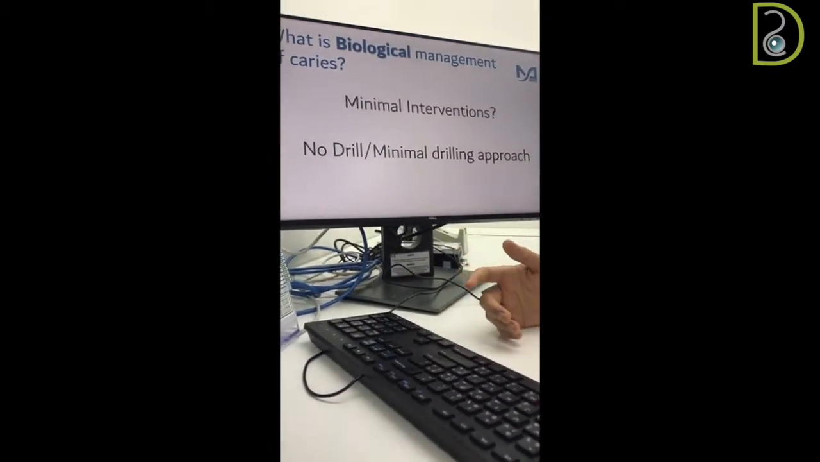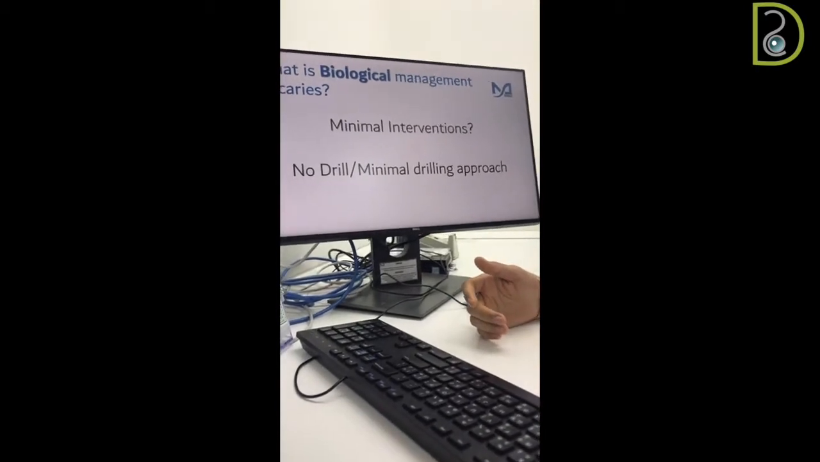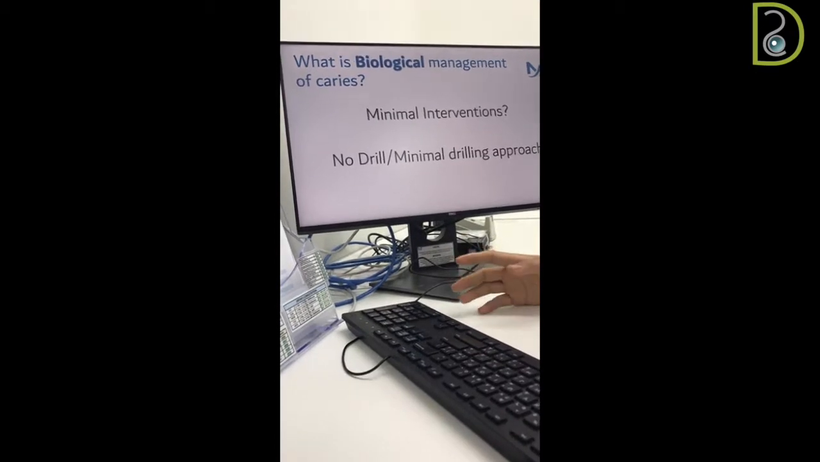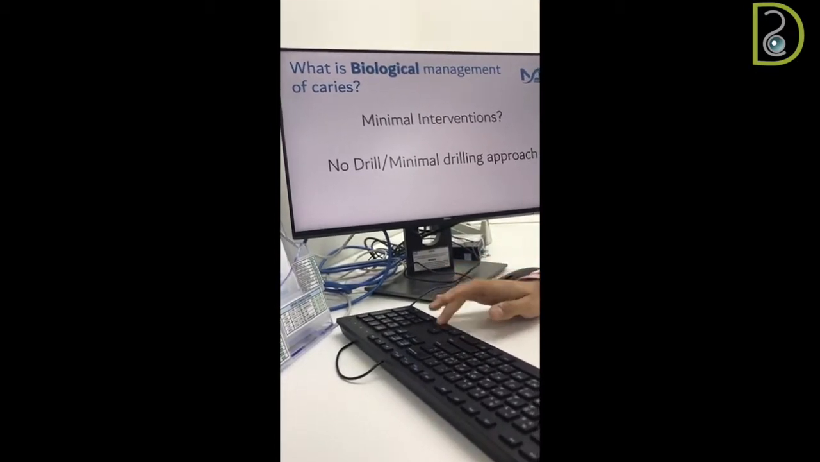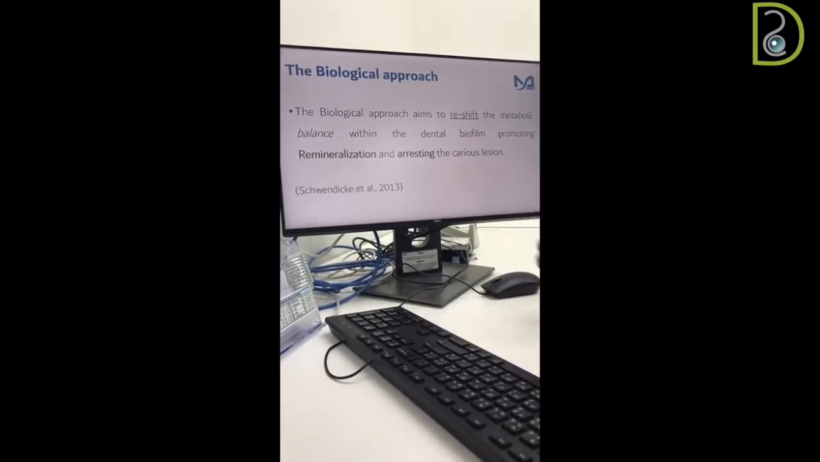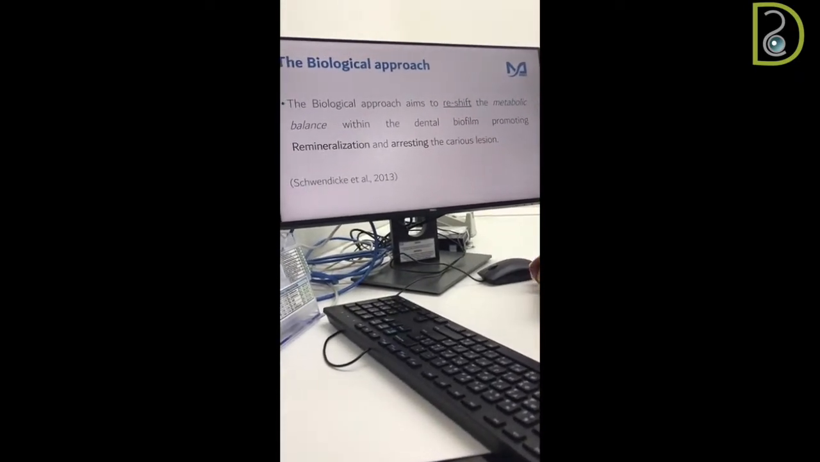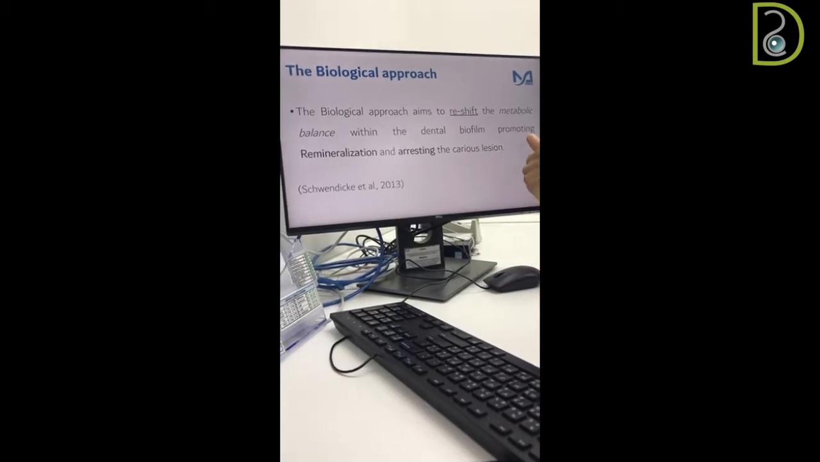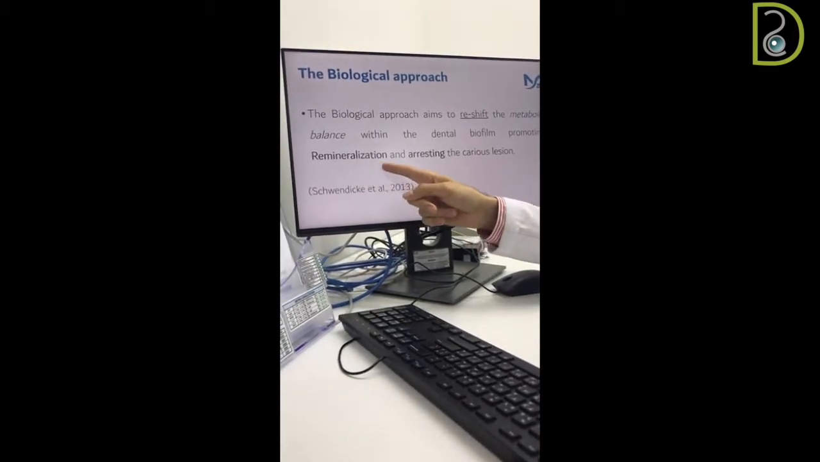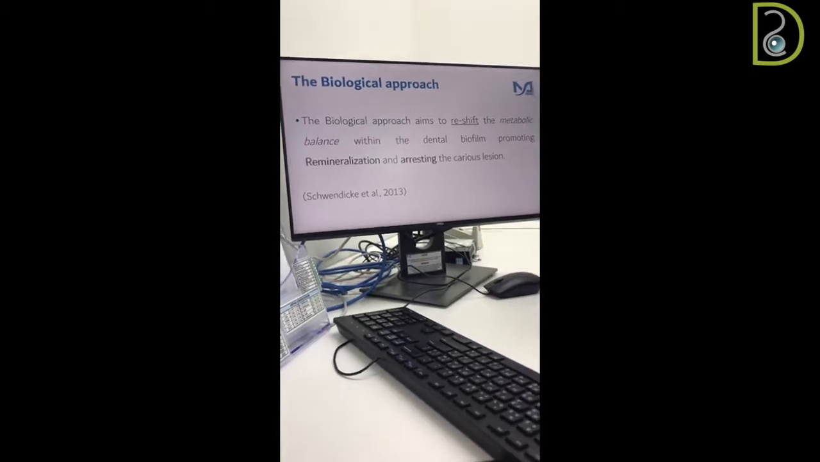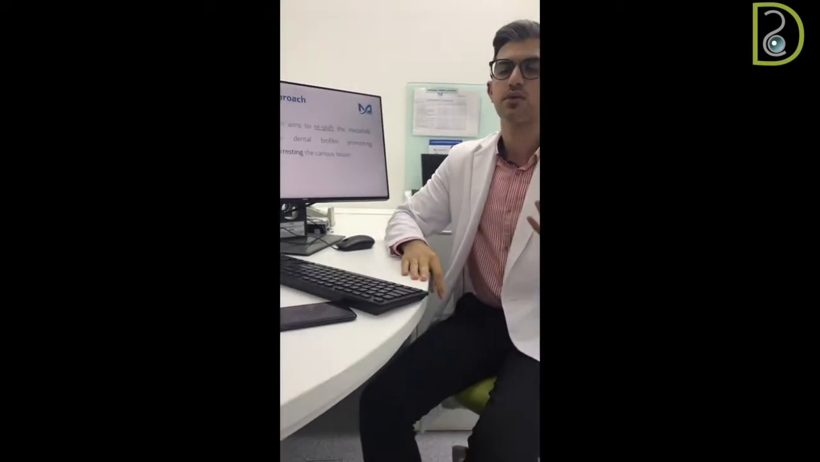So what is the biological management of the caries? It's a minimal intervention approach, or rather, a no drilling or minimal drilling approach. So let's have a look at it. The biological approach aims to reshift the metabolic balance within the dental biofilm, promoting remineralization and/or arresting the carious lesions. So that's the idea behind the Hall crown.